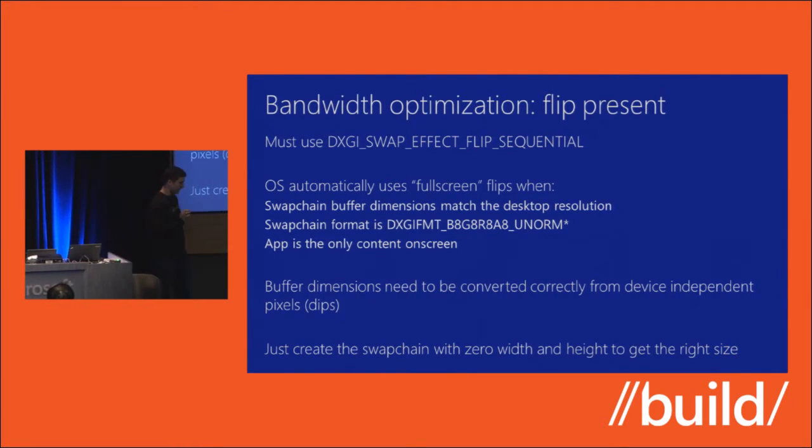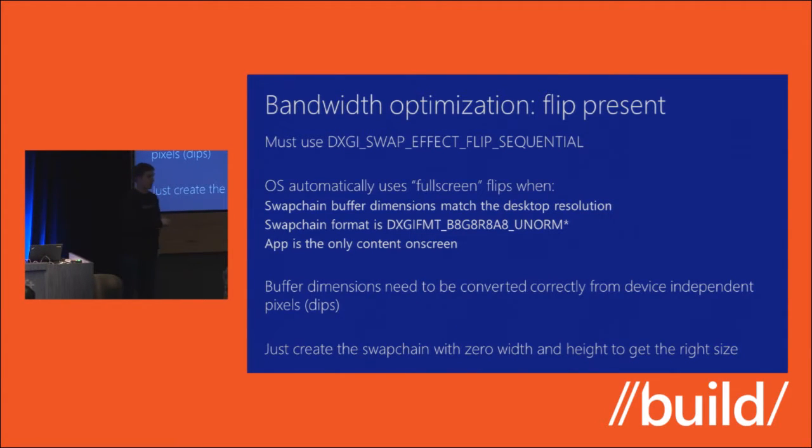There are a couple of key details to get correct in your application so the OS can take advantage of this performance optimization. One, the most important one and the easiest one to get wrong, is you have to match the desktop resolution. I'm going to show you the code in a second how to do that. The catch is Windows Store apps are all device independent. You see device independent pixels mentioned. And you need to correctly convert from the DIPs, device independent pixels, to the actual pixel resolution of the buffers in the swap chain.